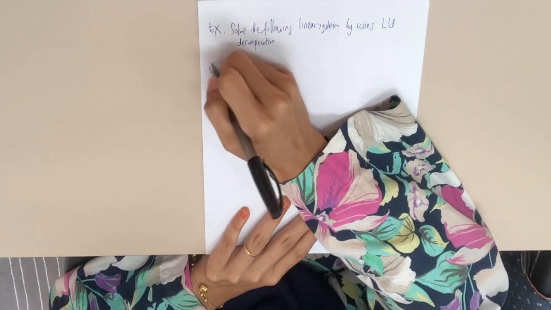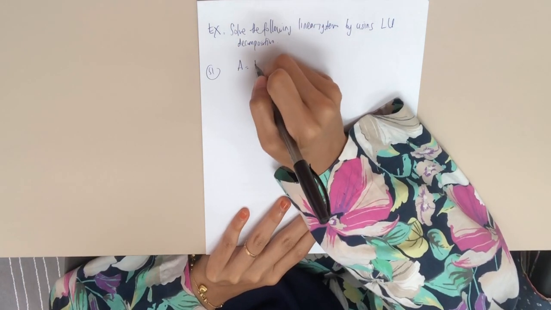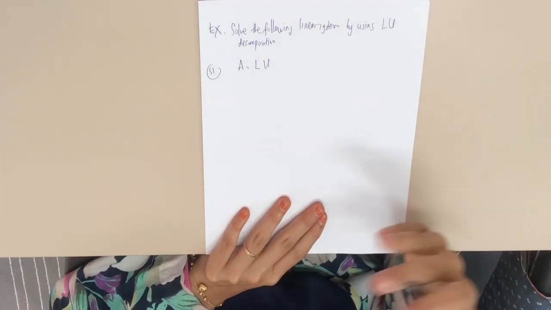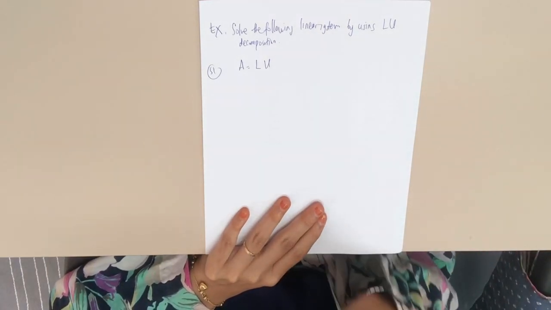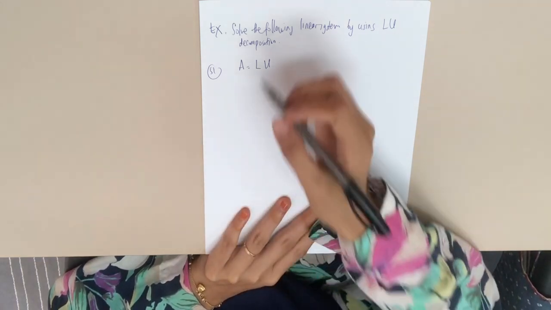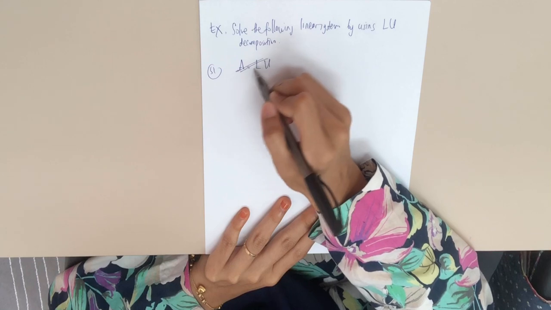Okay, so the first step is you can write first A equal to LU to get an idea. If you don't write it, maybe you won't know what you are looking for, L or U. Okay, this is the first step. Write first A equal to LU. Oh sorry, before that, I didn't give you the matrix.